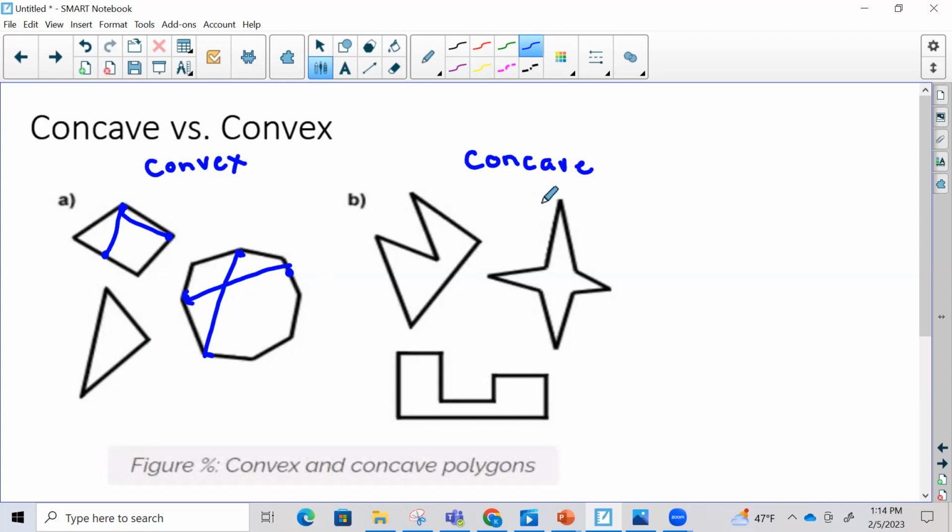Same with the triangle. But for these, there exists 2 points somewhere in this figure that if I connect them, my line segment is going to be not completely inside the figure. Sorry, I am not the best at creating line segments. Okay, so these are all concave. And so that's the difference between convex and concave.